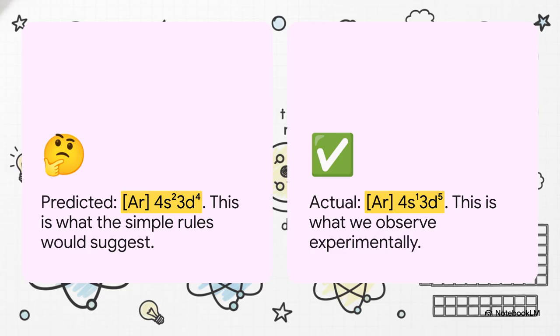Let's take the element chromium. If we just follow the rules blindly, we'd predict it should have 2 electrons in its 4s orbital and 4 in its 3d. But when we actually look at a real chromium atom, that's not what we see. We see 1 electron in 4s and 5 in 3d. So what on earth is going on?